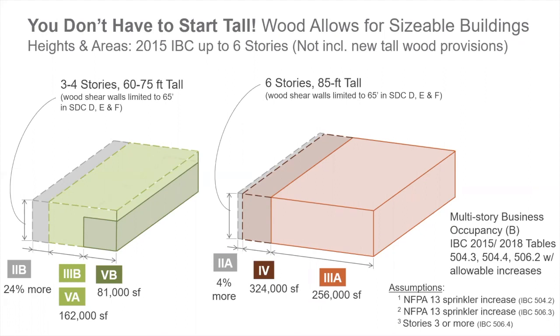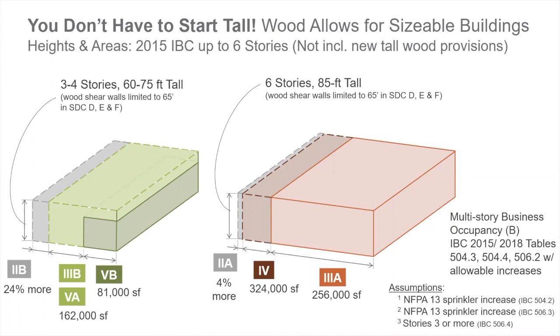The thing to note here is that if you were to specify your traditional non-combustible type 2B construction, that really only gets you an additional 24% in building area increase. So there's not a significant jump there. And you may even be able to increase your design with a sprinkler increase or a frontage increase. So think about that as well.